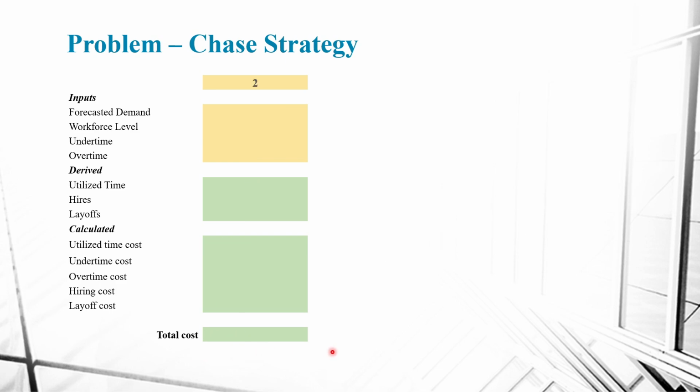Next, we calculate the total cost of period 2 using the chase strategy. The forecasted demand for period 2 is 30 workers. We set the workforce level at 30. There will be no undertime and there will be no overtime. We will utilize the time of 30 workers. There will be no hiring in period 2. Since we have 35 employees in the workforce from period 1, there will be 5 layoffs to meet the demand of 30 workers for period 2.